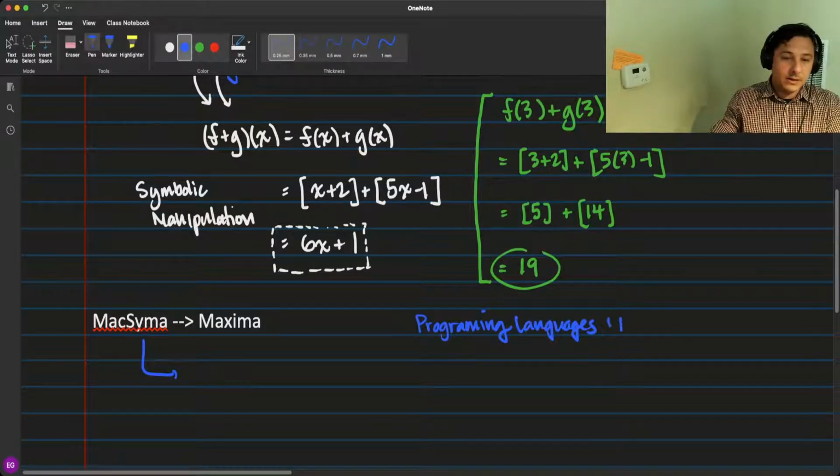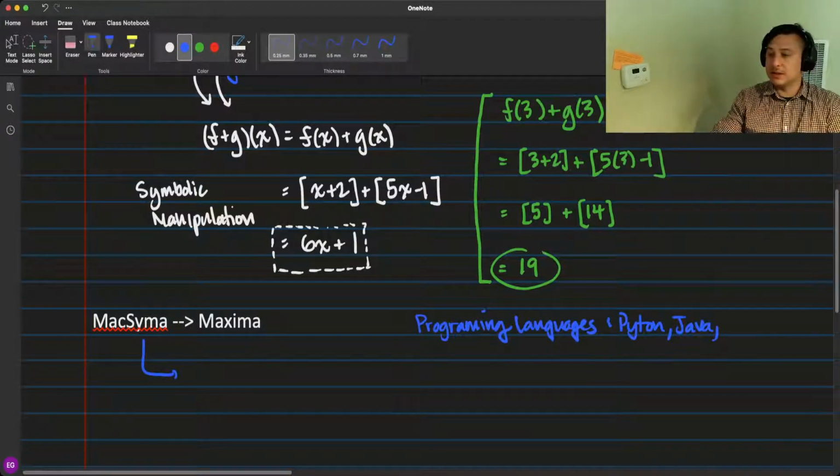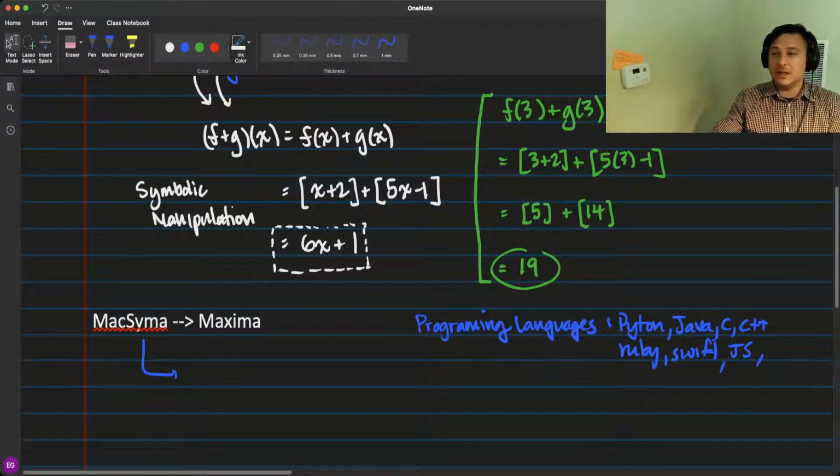Cool, Python, Java, some other ones. Throw them out there. Cool, C, C++, Ruby, Swift. Let's see, JavaScript. HTML is technically not a programming language, it's a markup language, it's not Turing complete. But why not? Any others?